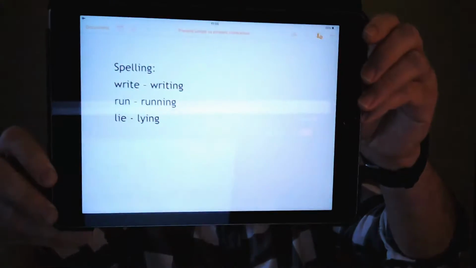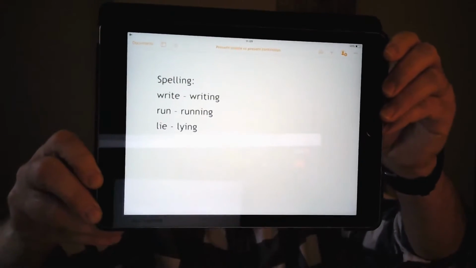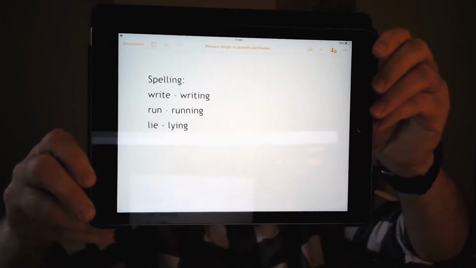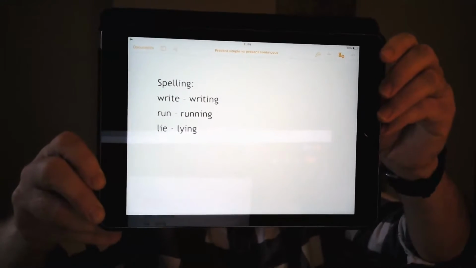Okay, but I want to show you a couple of examples which are a little bit different. Okay, so spelling of ing forms. We have write, and the ing form of this is writing.